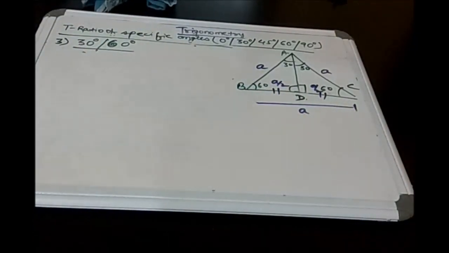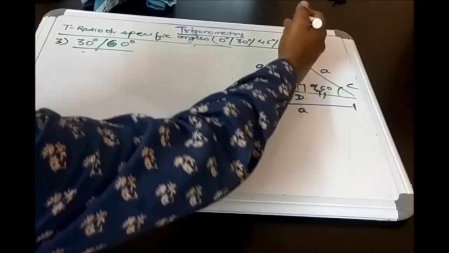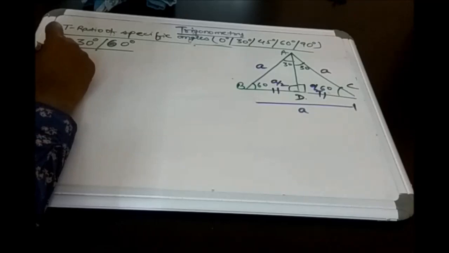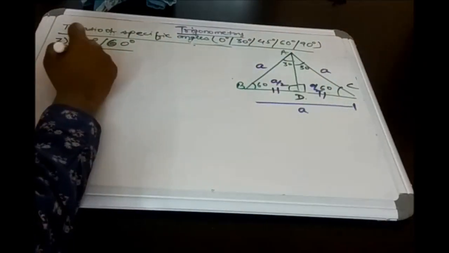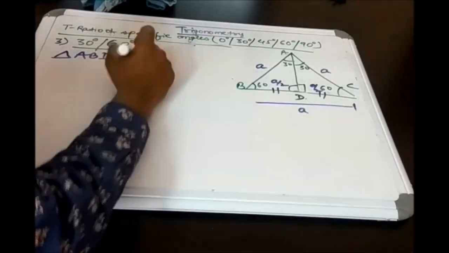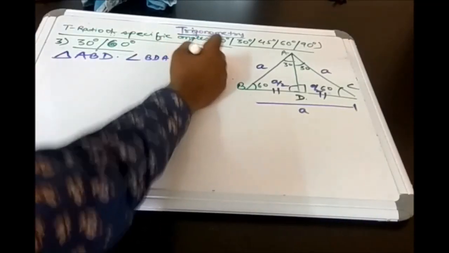See, in the beginning itself I told you, if we know the value of sides and angles, we can very easily derive the trigonometric ratio. So here we know the value of sides, we know the value of angles. So now this equilateral triangle is divided into two right angle triangles. Let us consider any right angle triangle. We will consider triangle ABD. In triangle ABD, angle BDA is 90 degrees.